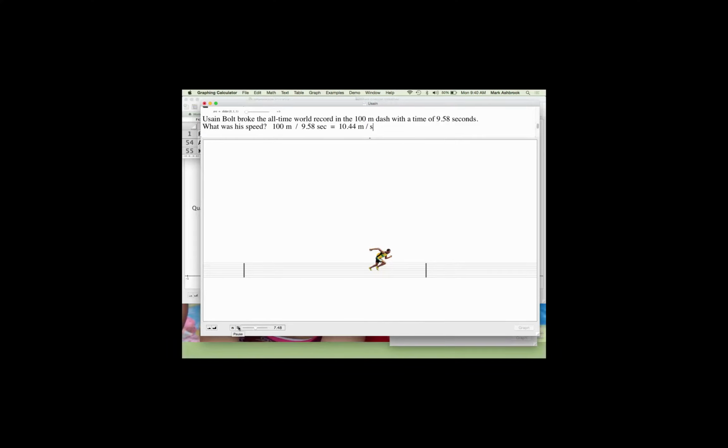So that's reproducing where he was at every point in time during the race. So what do we think? Every second he covered 10.44 meters. True or false? What about the beginning? Does he cover 10.44 meters in the first second? Less, right? And then at the end? He's covering more distance per second than 10.44 meters. Okay, so then he didn't run at this speed. I thought you were telling me this was his speed.